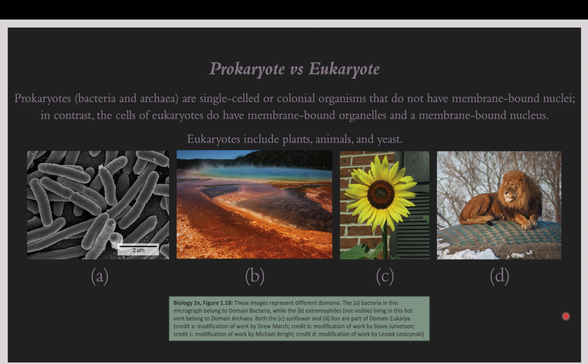So these are examples from your book. These images represent different domains, A being bacteria. This image itself is a micrograph. It belongs to the domain bacteria. And remember how I said that archaea actually are living in extreme environments. So this is an extremophile living in this hot vent belonging to the domain Archaea. C here is a sunflower, and D obviously is a lion. These are both part of the domain Eukarya. So eukaryotes are generally larger, more complex cells with DNA enclosed in a nucleus. So that's a good way to distinguish prokaryotes versus eukaryotes.